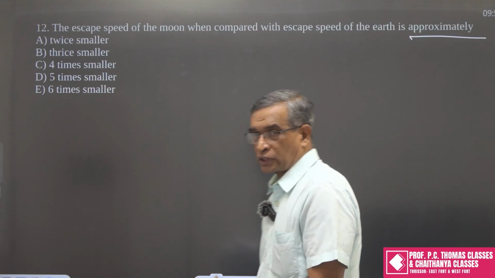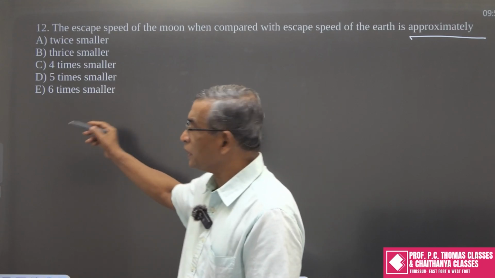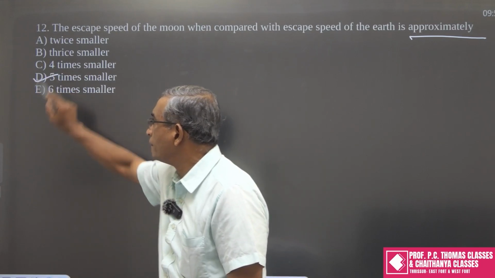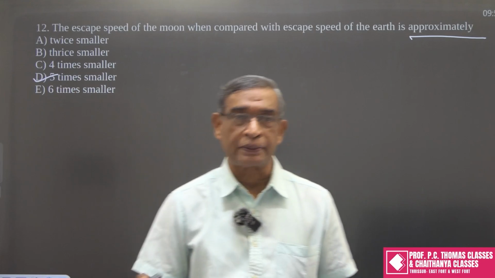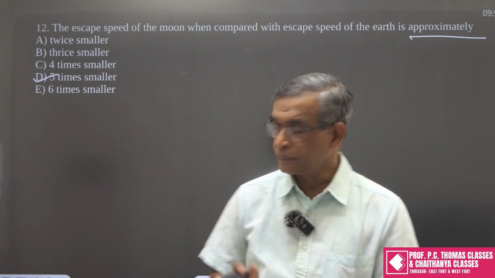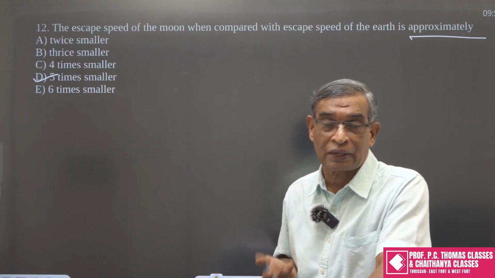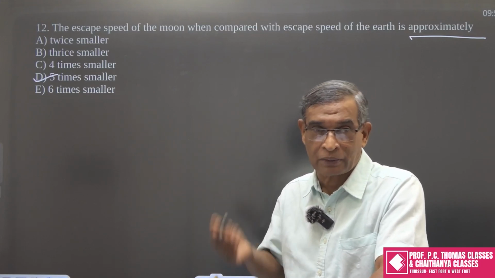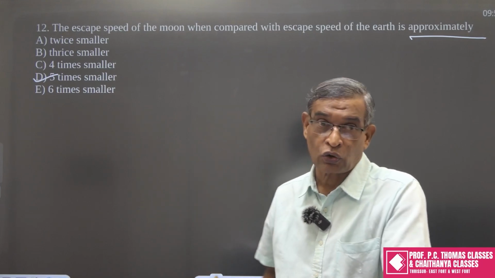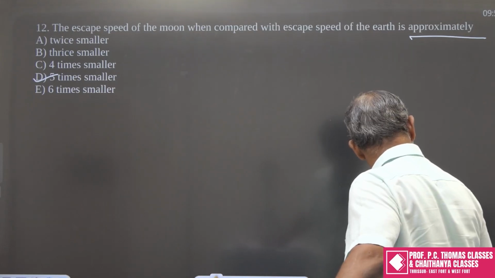And therefore, it is 11.2 by 2.4. The value is near around 5. So, it is 5 times smaller. Next question. There we must know the numerical value rather than the formula, the numerical value of escape velocity from Earth and moon. We can go to our next question.